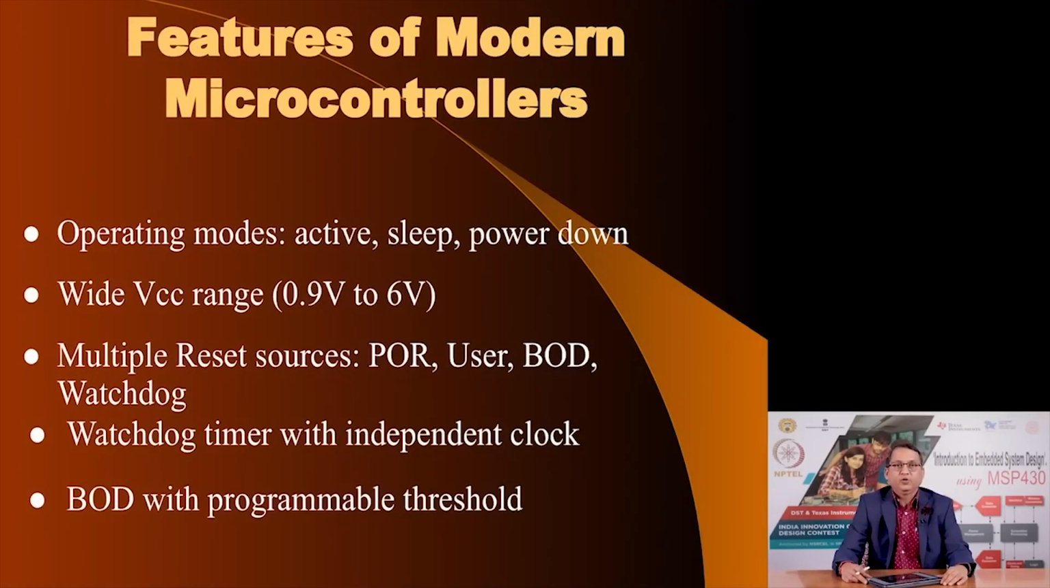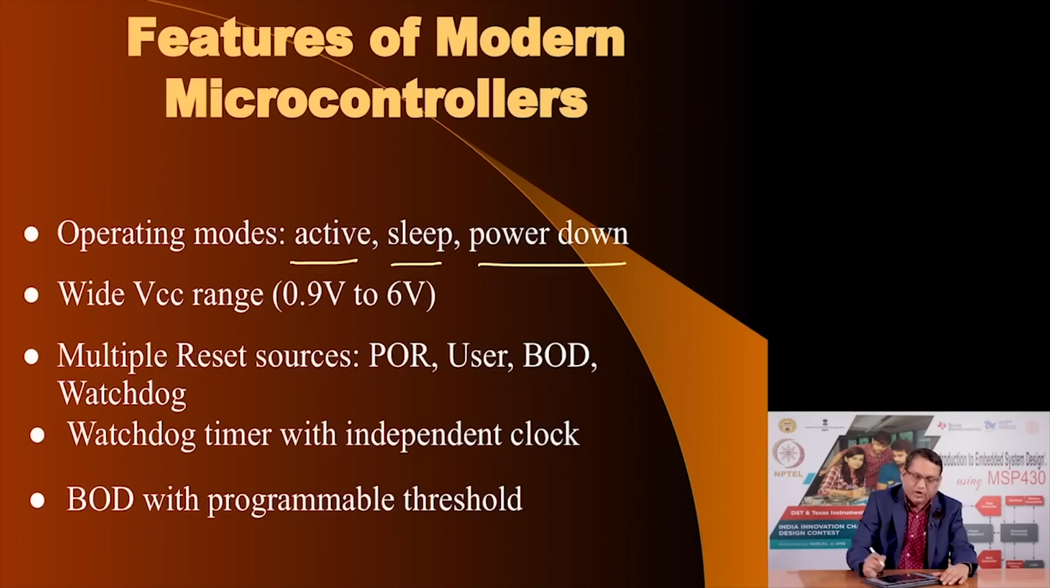Also, to continue to optimize the available source of energy, the battery, modern microcontrollers operate in multiple modes of operation, and they are invoked to ensure that the battery is used optimally. These modes are called active mode, sleep mode and power down mode. Active mode is the normal mode, the mode you would like the microcontroller to operate in when you want it to give the best performance.